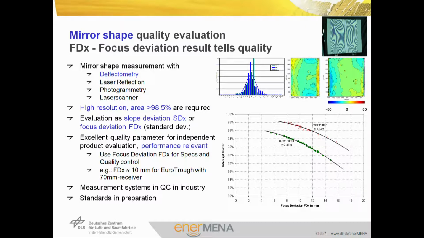These measurements need to cover almost 100% of the area. And in order to optimize the intercept factor, we need to optimize the shape, the slope of these mirrors. The optimization, of course, is done in the series production of the mirrors, but with the support of quality control measurement systems and on the basis of standards for defining the slope accuracy, which are in preparation.